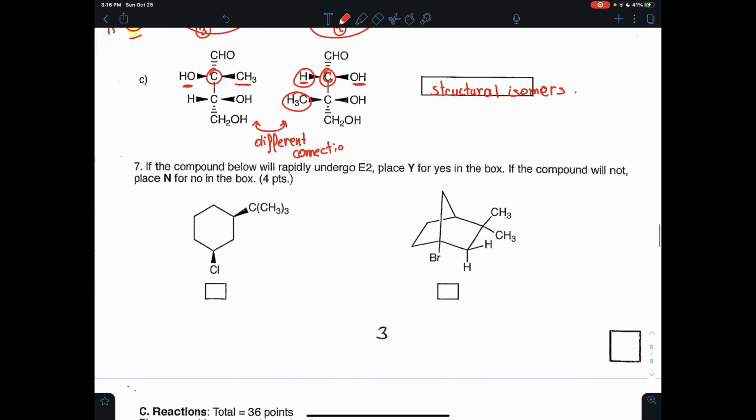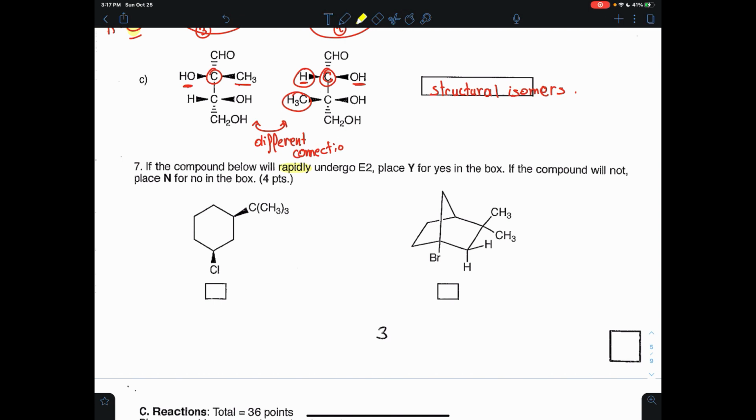Alright, so now moving on, in the compound below, will it rapidly undergo E2? Place Y for yes in the box. If the compound will not, place N for no in the box. So here the major keyword in this question is rapidly. When she says rapidly, this means that there is a stability, right? We're not talking about something that's just going to form in E2. There are lots of molecules that can form in E2, but it can be slow. If it's slow, this means it's not stable.